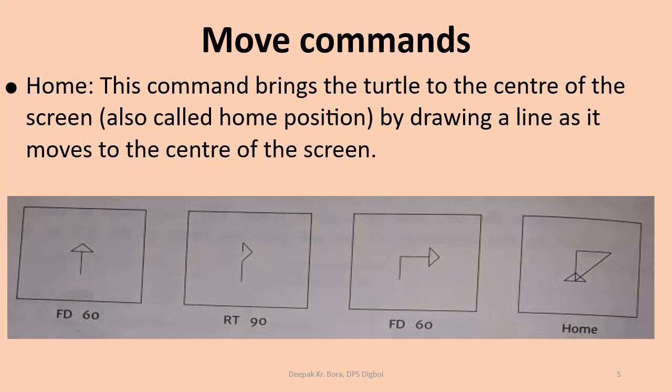Next is the home. This command brings the turtle to the center of the screen, also called the home position, by drawing a line as it moves to the center of the screen. See the figure here. First we have typed FD60, turtle moves forward by 60 steps. Next RT90, that means the turtle will turn 90 degrees. We will see this later on. Next is FD60 command we have given. The turtle moves 60 steps forward. Once home command is pressed, the turtle will come to its home position wheresoever it is. Now in this case, it was after FD60, so it is coming back and forming a triangle.